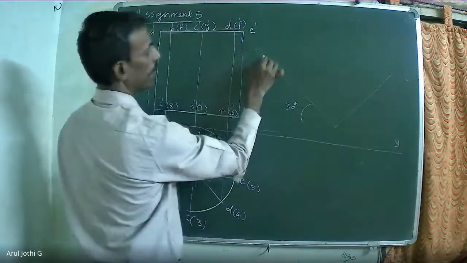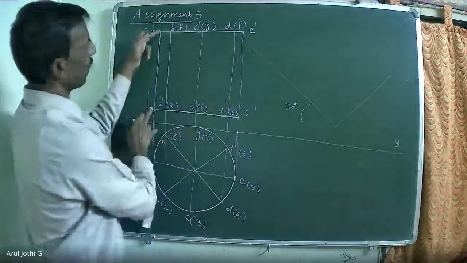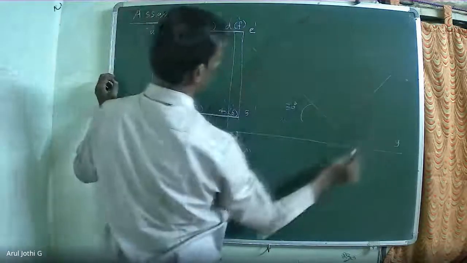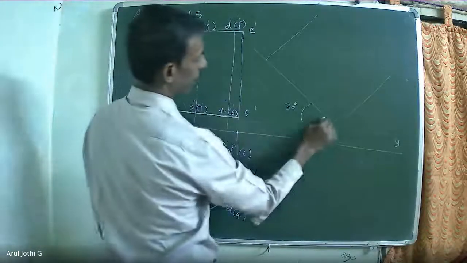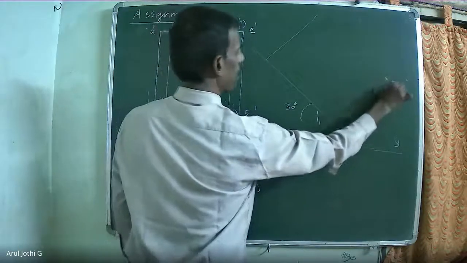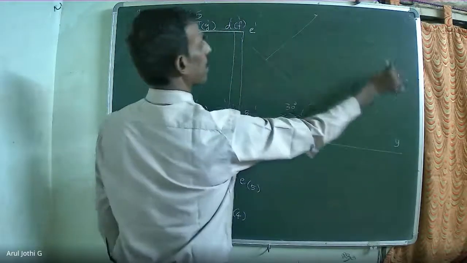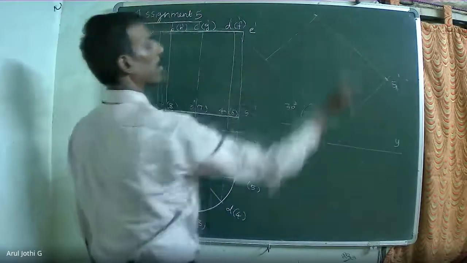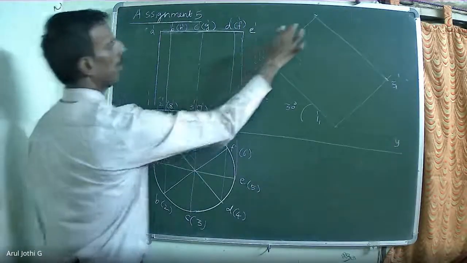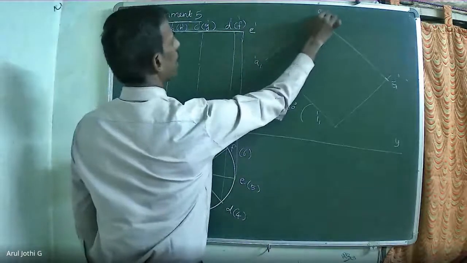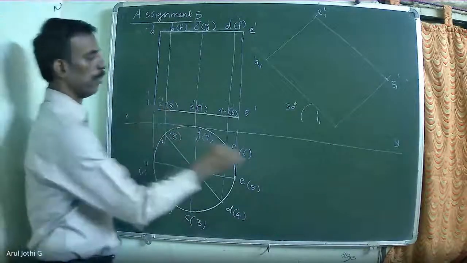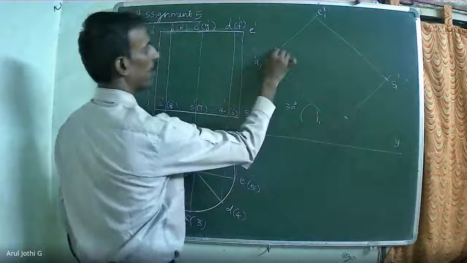Now draw one 30-degree inclined line. To this, draw the perpendiculars. Transfer the height of the cylinder. Now measure 1 dash, 5 dash. Transfer the same measurement and rotate the cylinder. Here it will be A1 dash. Here it will be E1 dash. Now transfer 1 and 2. Same measurement transfer here.